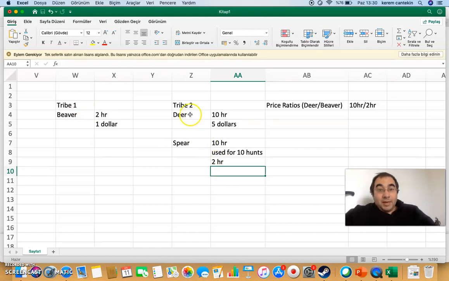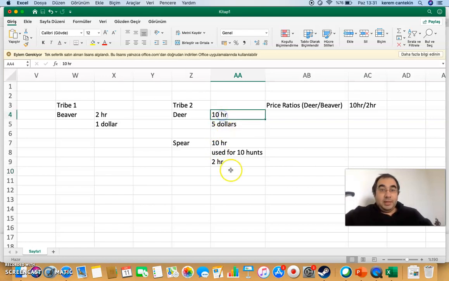To hunt one deer, tribe 2 needs to spend 10 hours, plus they need to spend two additional hours per deer they hunt to get a spear. You might also think of it that way. When you hunt with the spear, you can hunt 5 deer.